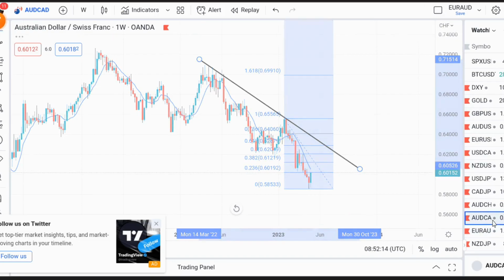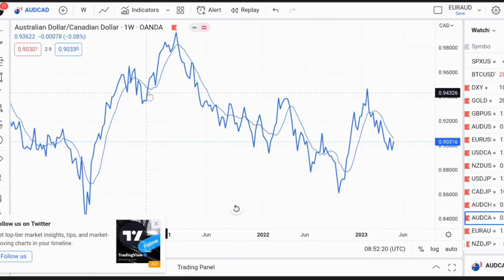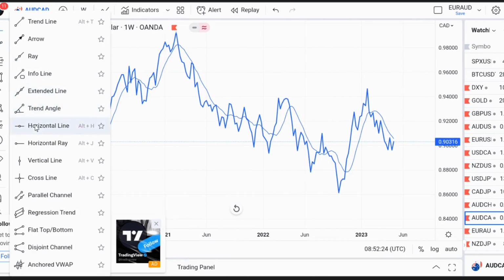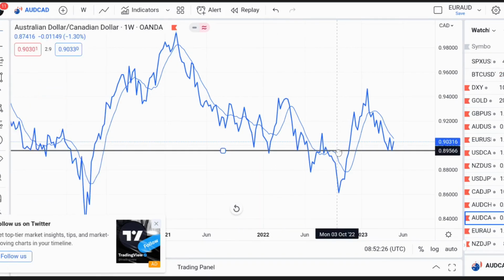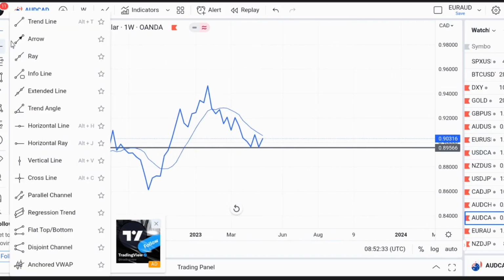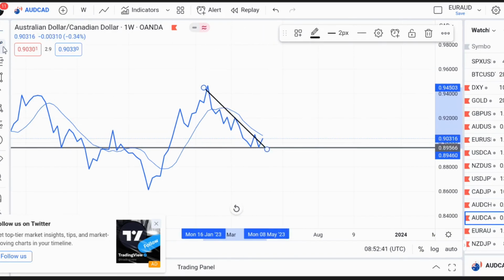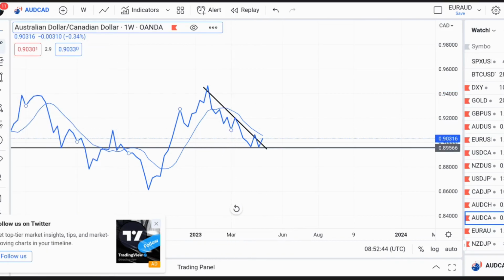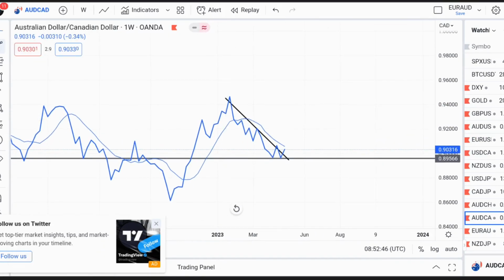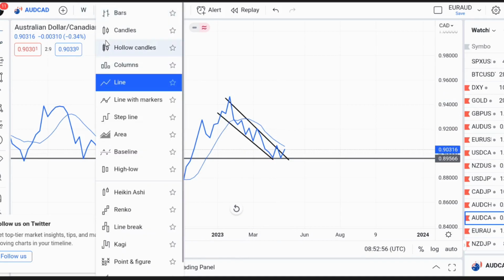So the next pair is AUD Canadian dollar. If you check this on the line chart, what do you see? This is where you see the support level line down there. So then after that, you might actually see a breakout at this area too. So let's use the candlestick.